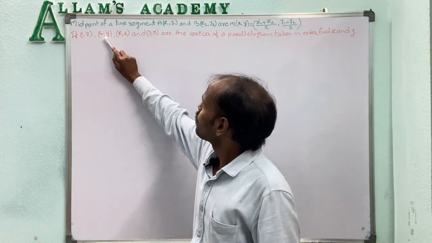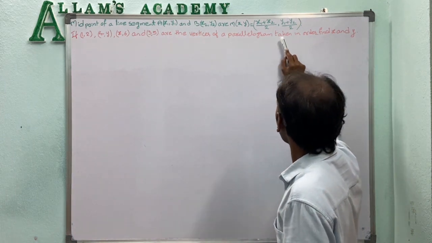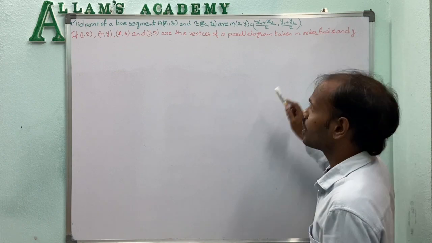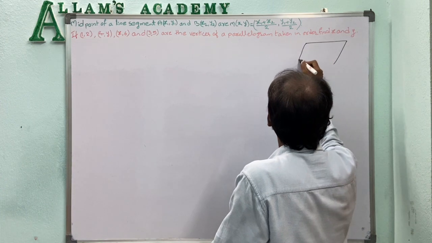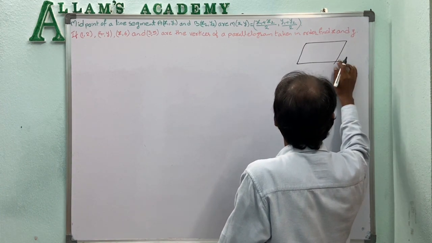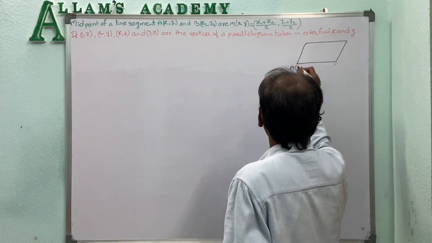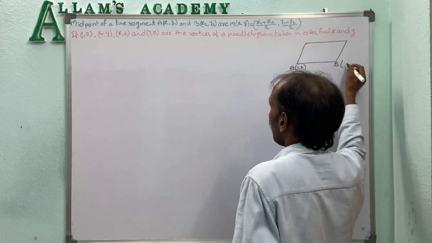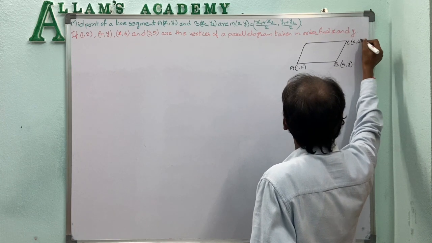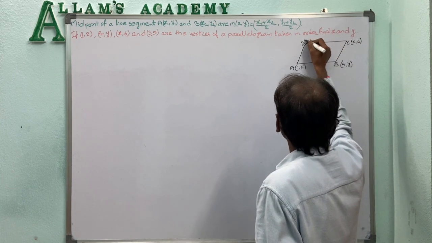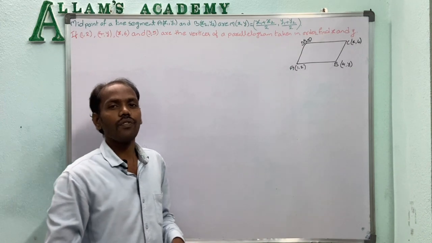If (1, 2), (4, y), (x, 6) and (3, 5) are the vertices of a parallelogram taken in order, find x and y. So here we are taking the points as a parallelogram in the given order: A(1, 2), B(4, y), C(x, 6) and D(3, 5). Now we have to find the x and y values.